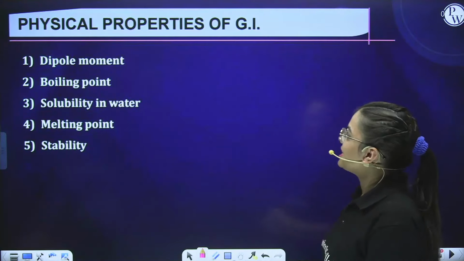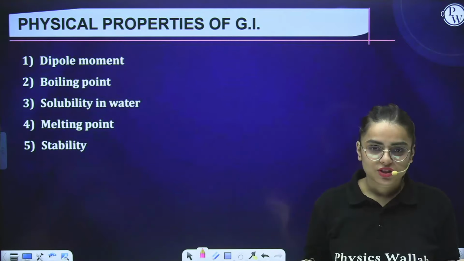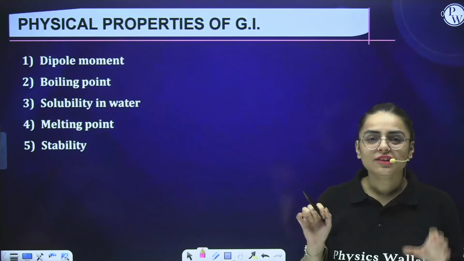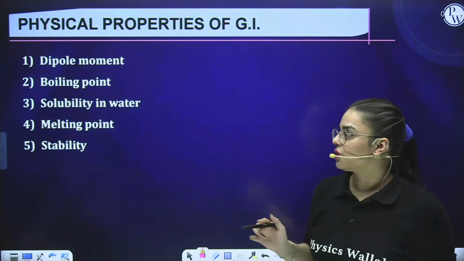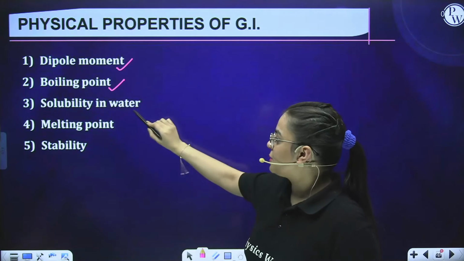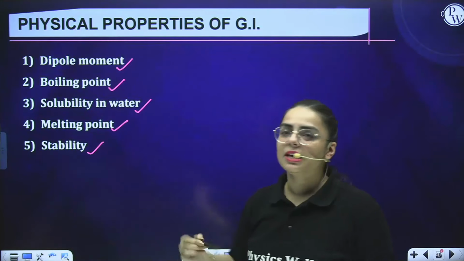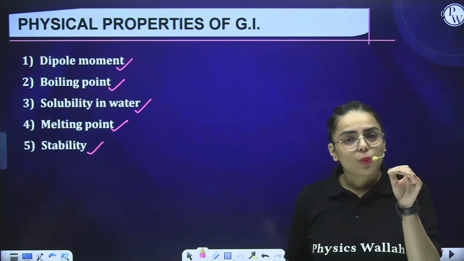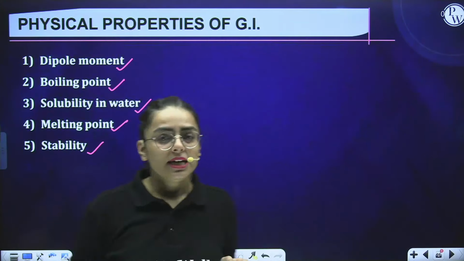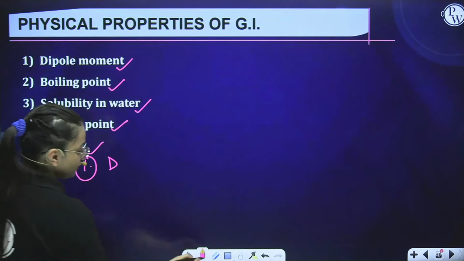Now comes physical properties of geometrical isomers. This is an interesting and also easy topic. If I talk about physical properties, basically 5 physical properties are observed. One is the dipole moment, another is the boiling point, third is the solubility, fourth is the melting point, and fifth is the stability, students.